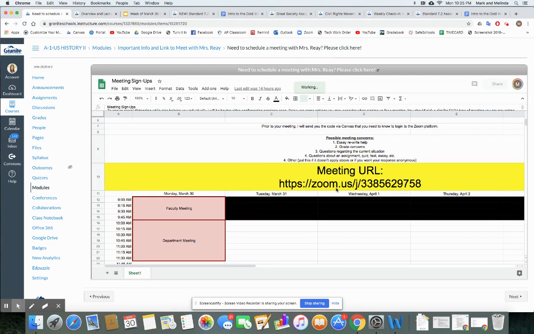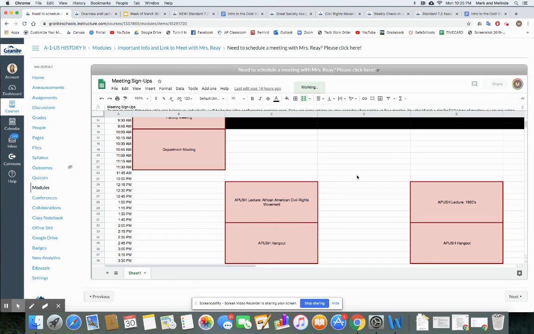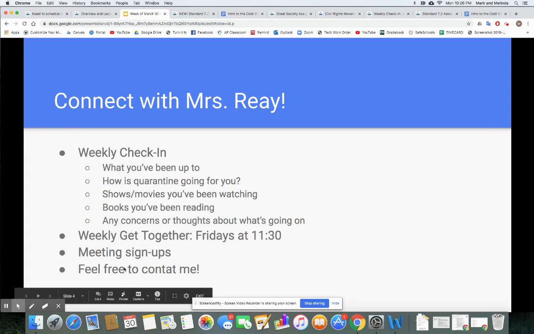All you have to do is scroll down, and anywhere that there's a blank spot, just go ahead and put your name, and then we can chat and just learn about how you guys are doing. Even if you just want to talk, that's okay too. Whatever you would want to talk about. And feel free to contact me if you have any questions overall.